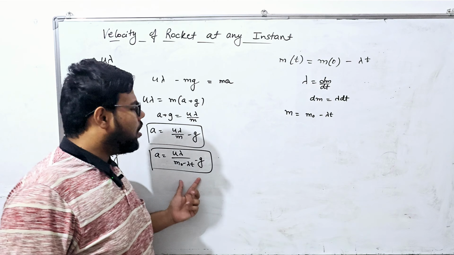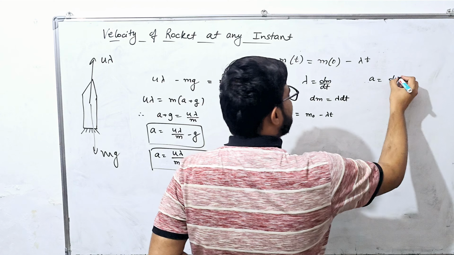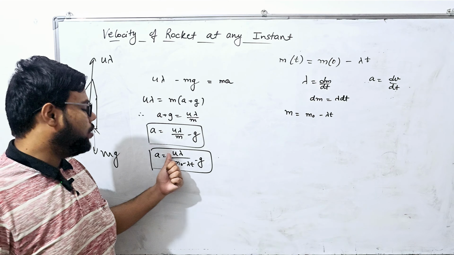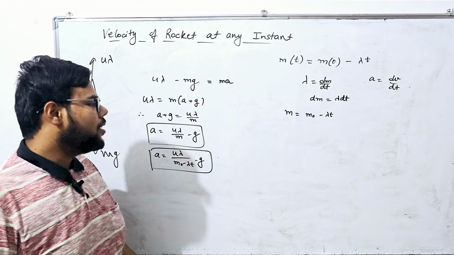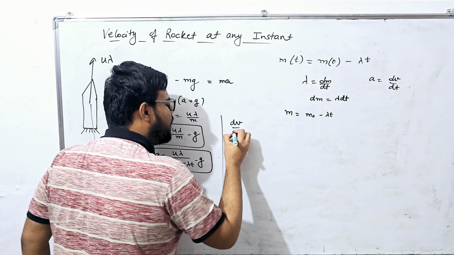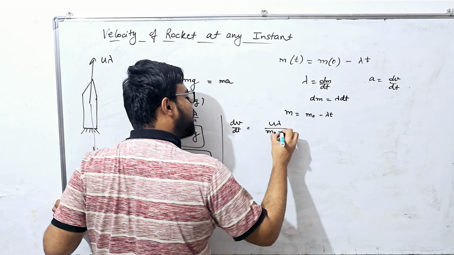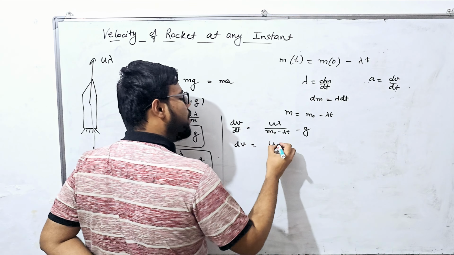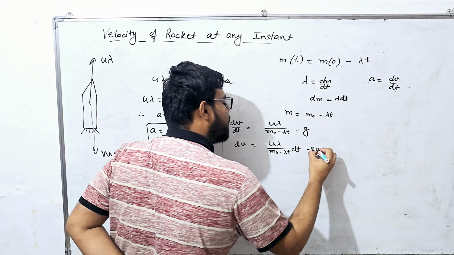Now from this, how will we get the velocity? Well, you know that acceleration is equal to dv by dt, and this whole expression depends only on time, since u, m0, lambda and g are all constants. So we can easily calculate the velocity. We have dv by dt equal to u lambda by (m0 minus lambda t) minus g. So dv is equal to u lambda by (m0 minus lambda t) dt minus g dt.